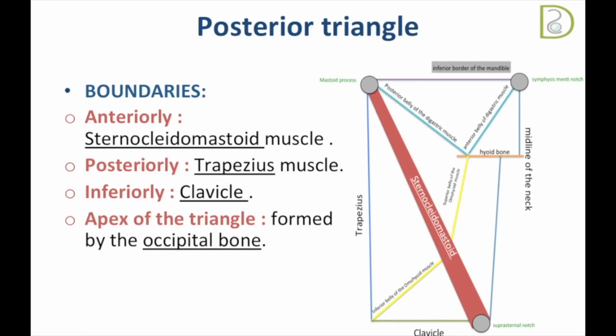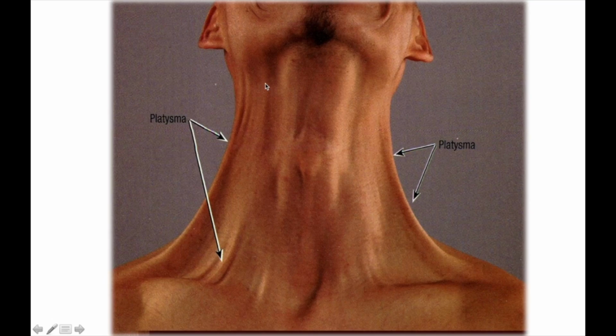The roof of the posterior triangle is formed by the skin, superficial fascia, and platysma muscle. The platysma muscle can be seen as a sheet of muscle by asking the patient to clench his jaw firmly, and the muscle extends from the body of the mandible downward over the clavicle into the anterior thoracic wall.